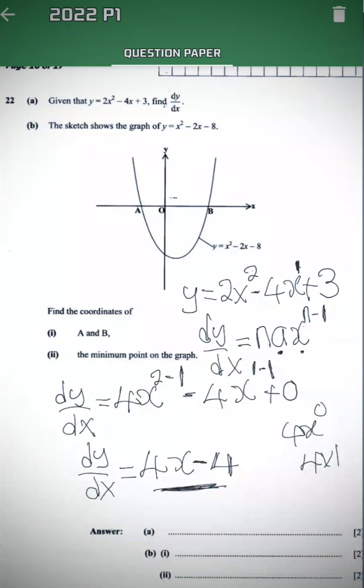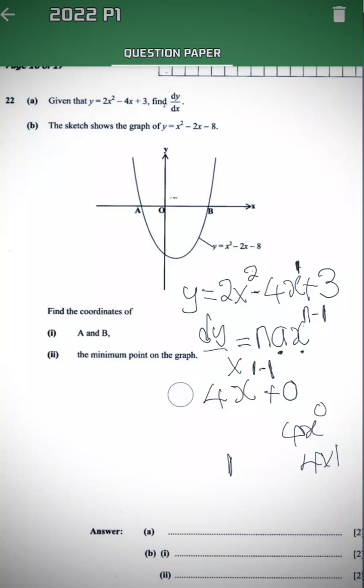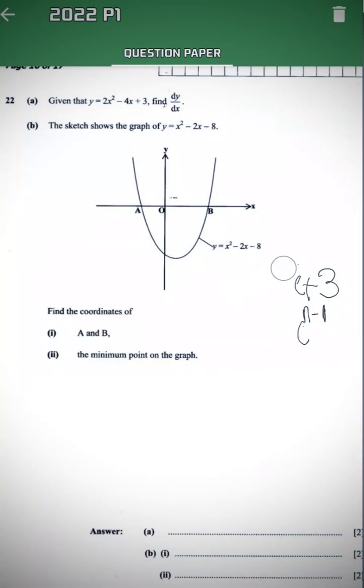We move to this other question, which is here. Hope you've seen how I've answered that. The question is saying, the sketch shows the graph of y is equal to x squared minus 2x minus 8. This is how the question is. Find the coordinates of A and B.